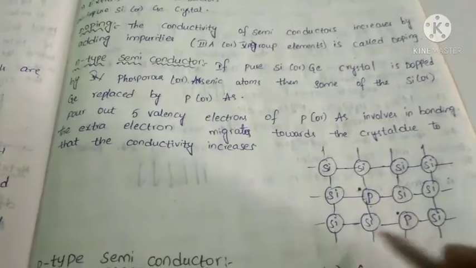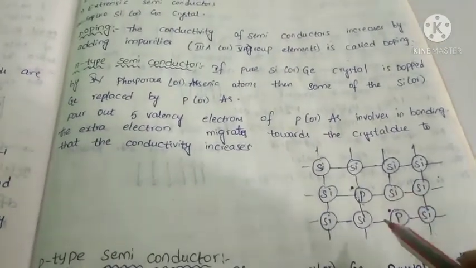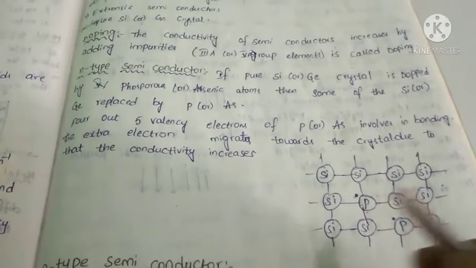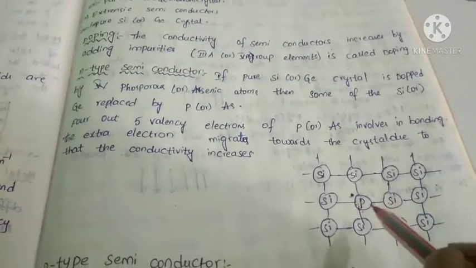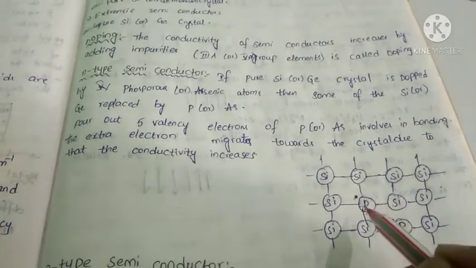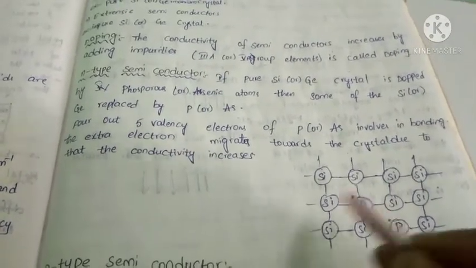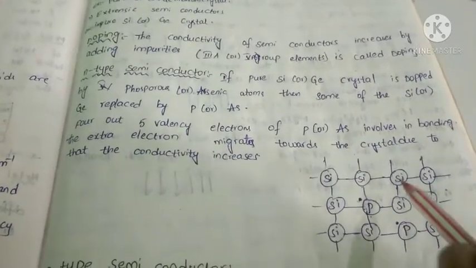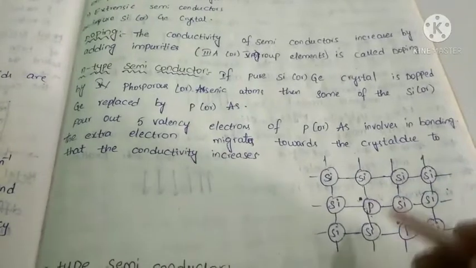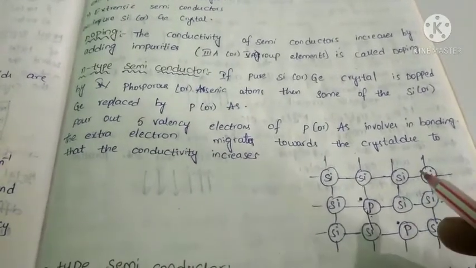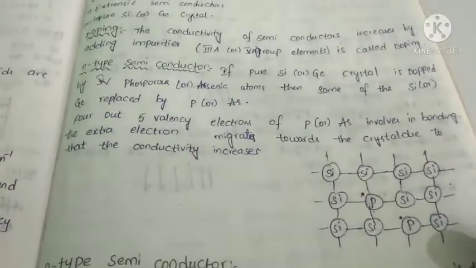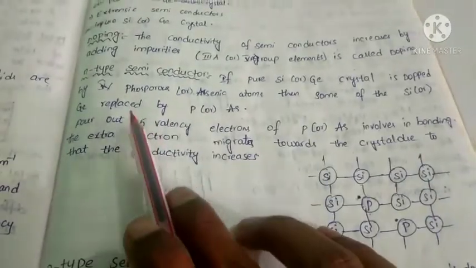So whenever you add 5A group elements, what happened? 1 electron will remain at the 5A group element. That electron migrates towards the crystal. Whenever that electron migrates towards the crystal, automatically that crystal exhibits more conductivity. That means the conductivity of the crystal increases. The conductivity of the semiconductor increases. That is called N-type semiconductor.